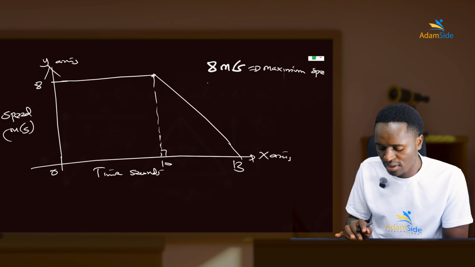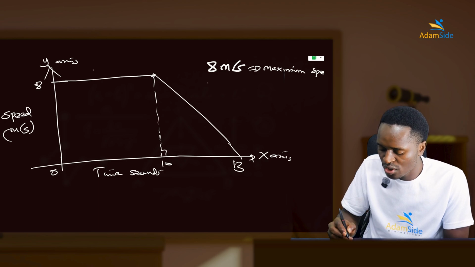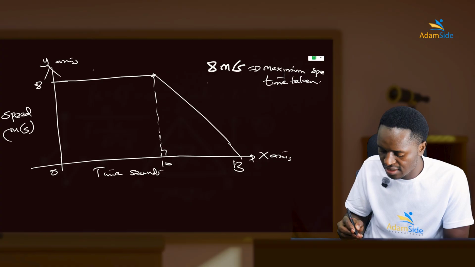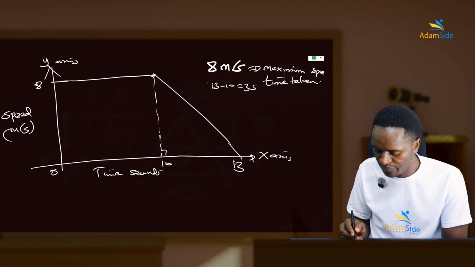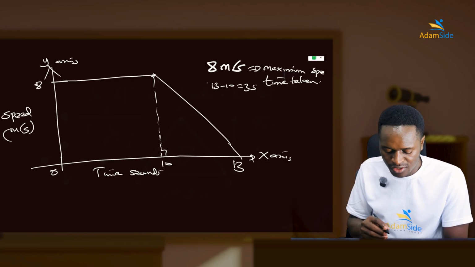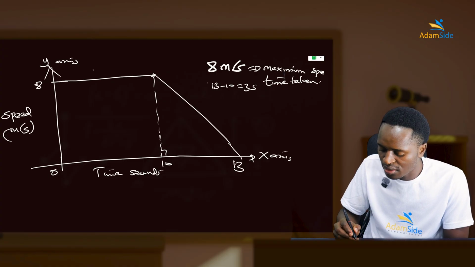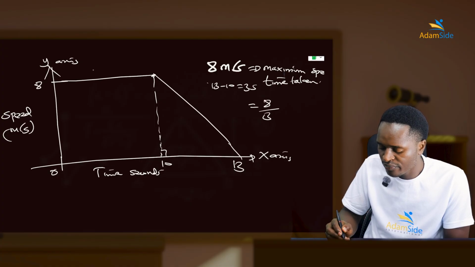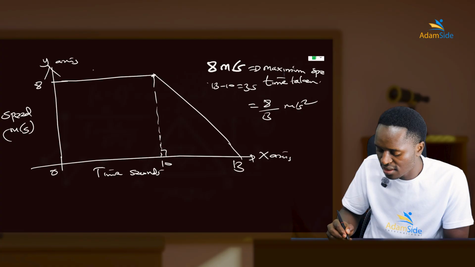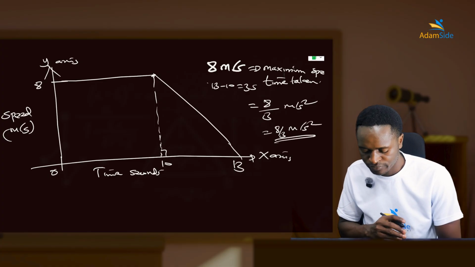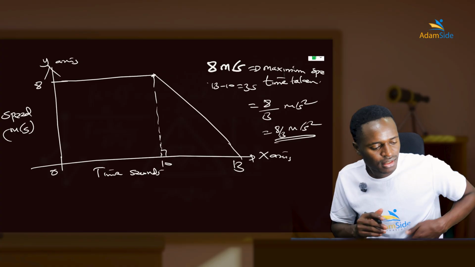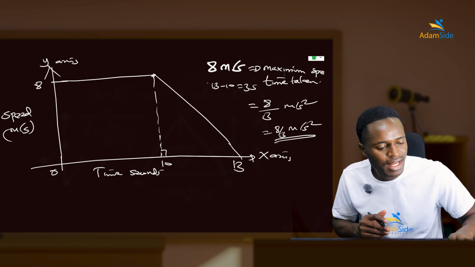And then the time taken, we need to know now. Time taken is 13 minus 10, which is 3 seconds. So we need to find the deceleration. Deceleration, you just say 8 divided by 3, 8 over 3 meters per second squared. That's the answer. As simple as it is, you get your actual answer.